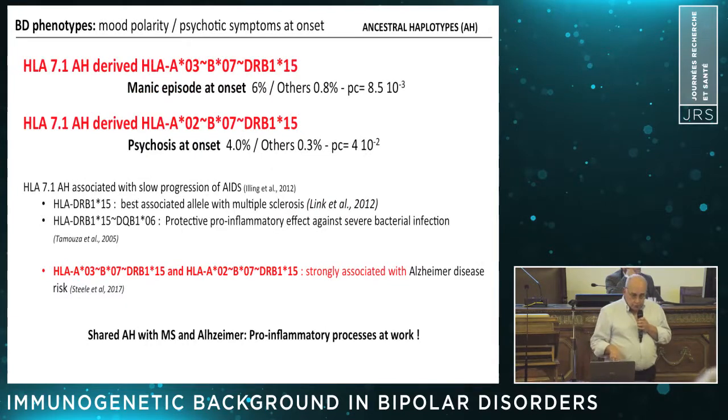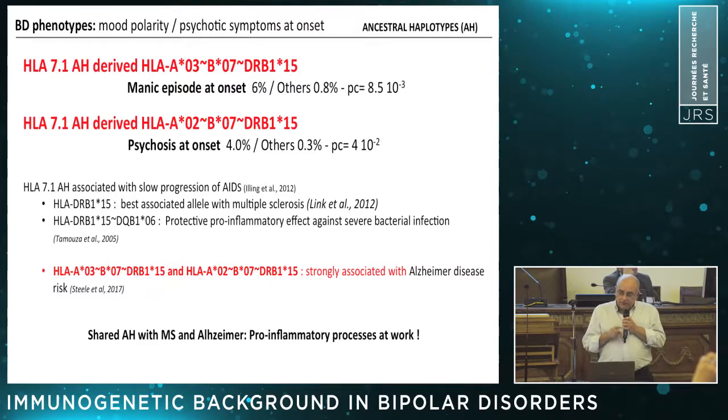Finally, we also observed association of HLA diversity at haplotype level with mood polarity and psychotic symptoms at onset. We identified two almost identical haplotypes derived from the HLA 7.1, associated with manic episode at onset and with psychosis episode at onset. If we look at the previous associations of this haplotype, we found it was associated with slow progression of AIDS, meaning pro-inflammation.